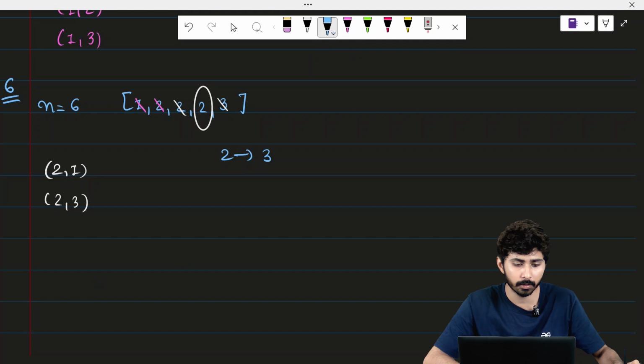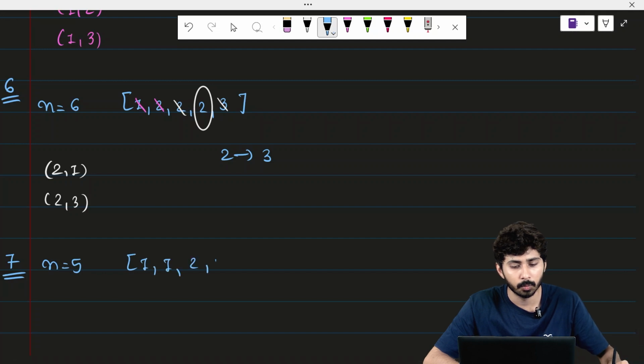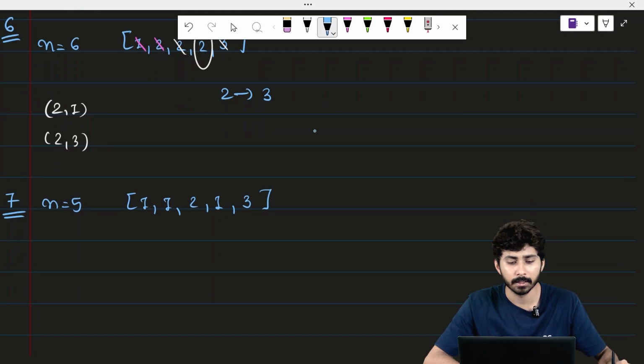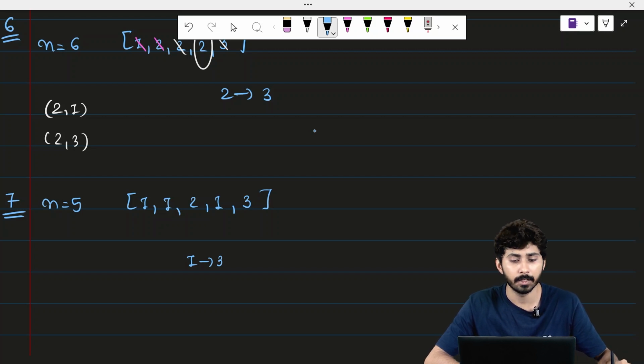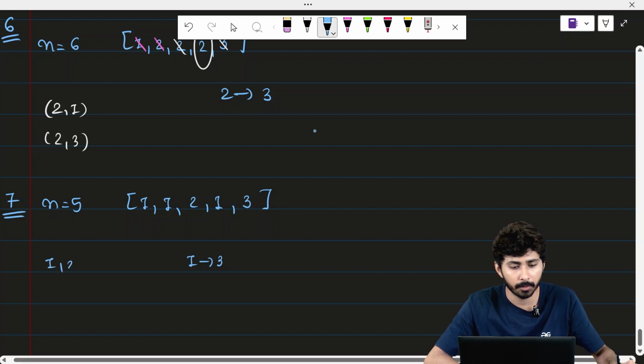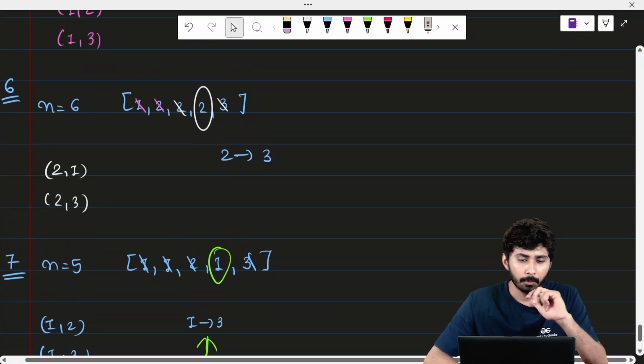I'll take a few more examples around this test case. Let's take n equals 5 in this scenario. I'll take 1, 1, let's take 2, 1, and let's take 3 over here. So here, which is the maximum occurring element? It is 1 and its frequency is 3. Observe, the maximum occurring element will be the one that remains unpaired, because it has the highest number of occurrences in the array. I'll select 1 comma 2, then 1 comma 3, and now one element is remaining, the maximum occurring element.